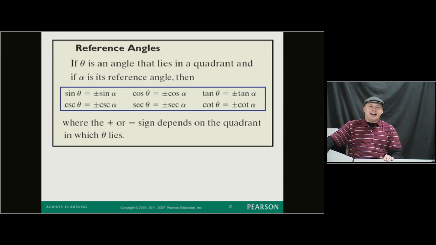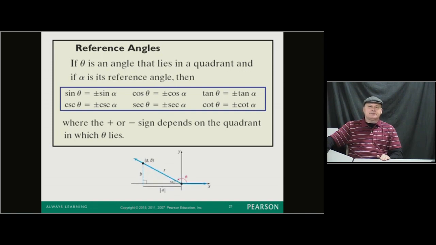But taking the sine, the cosine, or the tangent of any given angle is like taking the sine, cosine, and tangent of its reference angle, and it's either going to be plus or minus depending on the quadrant where theta is lying. And that goes back to All Students Take Calculus. All are positive in the first quadrant. The sine is positive in the second quadrant, so therefore cosecant is. Tangent is positive in the third quadrant, so therefore cotangent is. And cosine is positive in the fourth quadrant, so therefore secant is. So that's how that works.